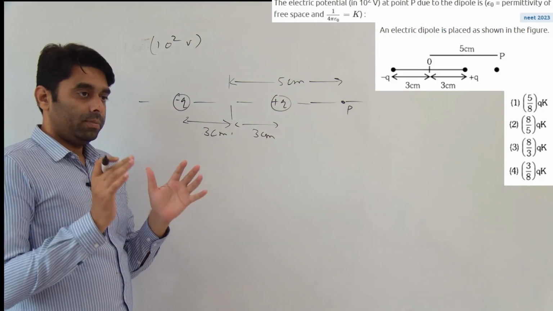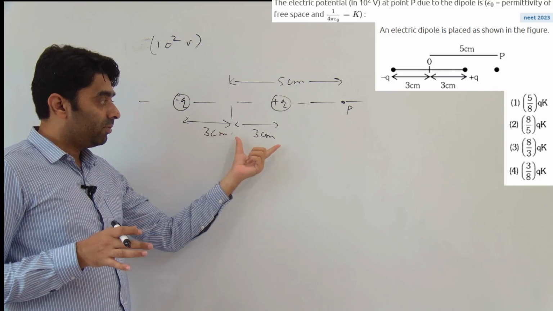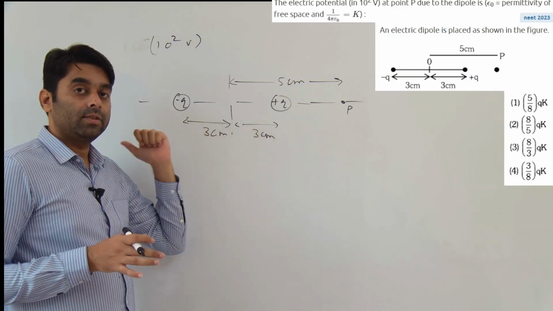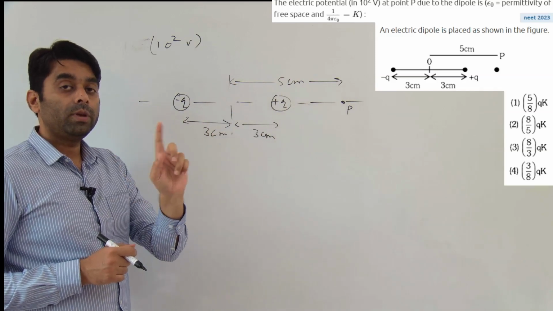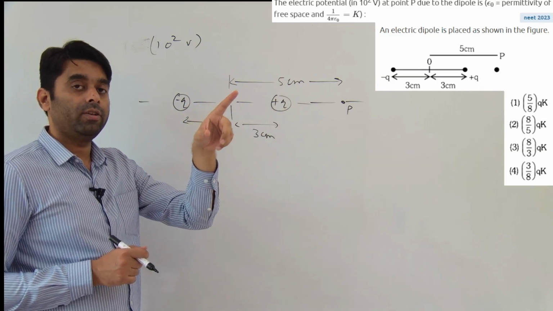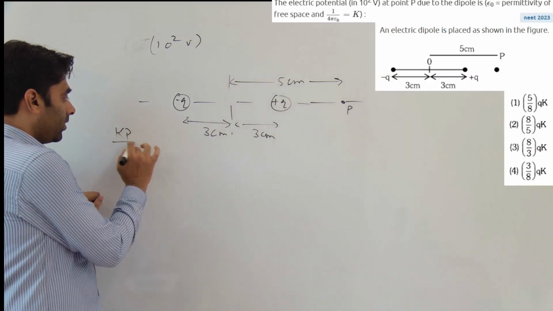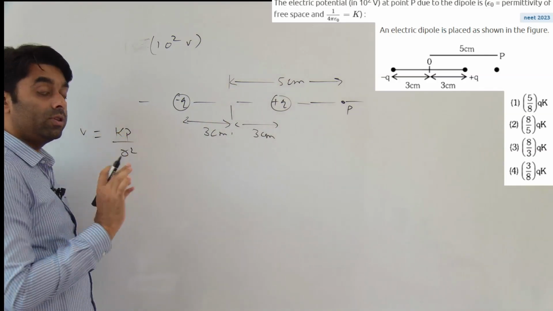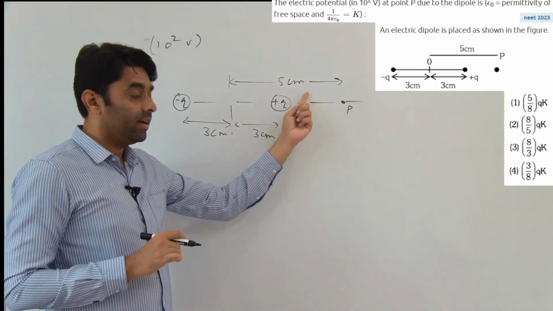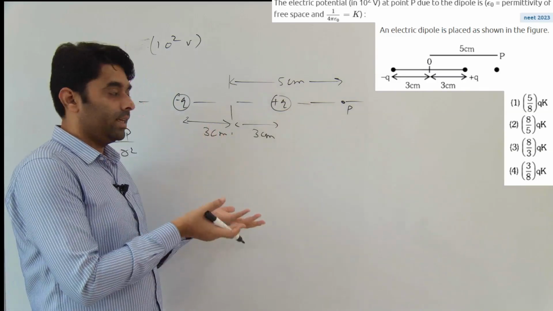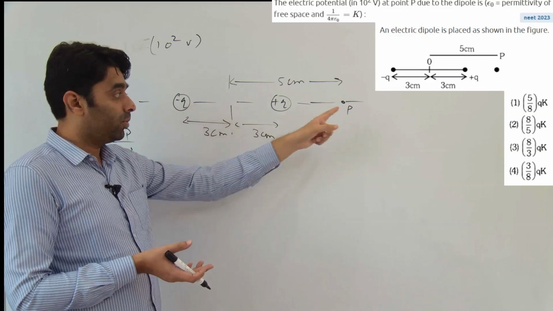Now please be careful with the distances over here. The distance between the charges is 6 centimeter, whereas the distance of point P is 5 centimeter. So please don't use the relation of electric potential at an axial point due to a dipole, kp by r square, directly. Why am I saying this? Because the distance, 5 centimeter, is very small, less as compared to this. So basically it is not a short dipole with respect to point P.